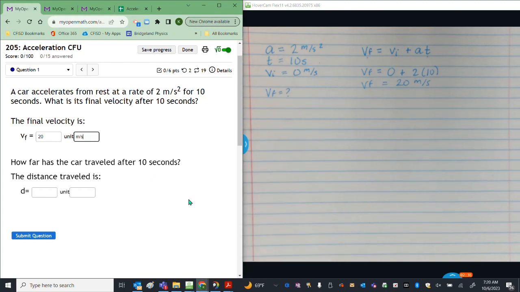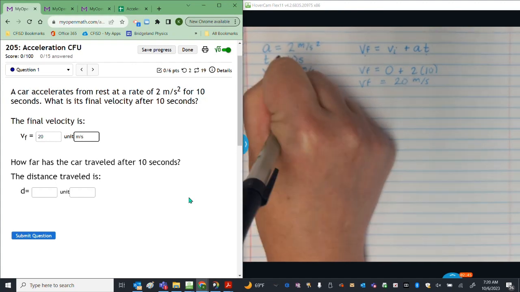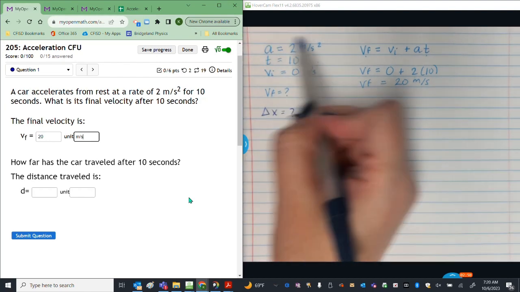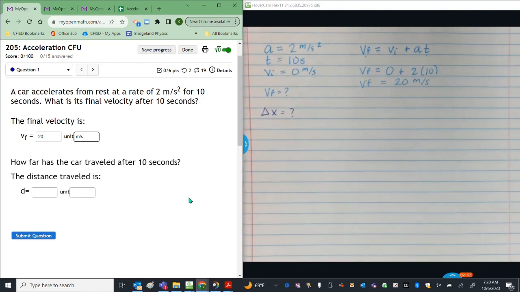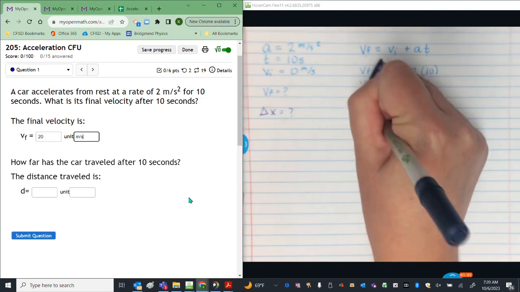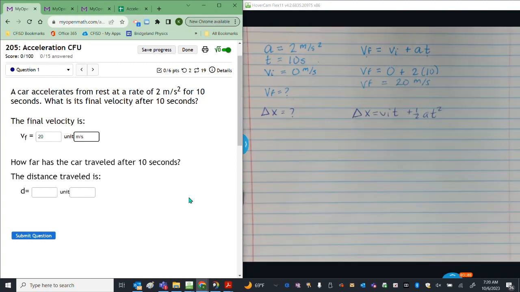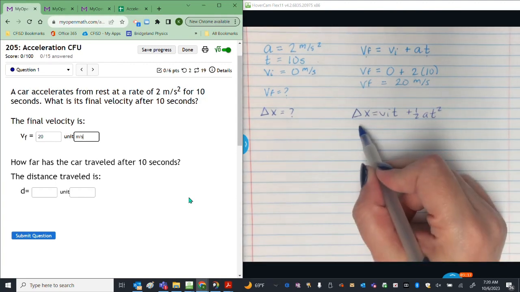The second question says, how far has the car traveled in 10 seconds? So we're going to solve for the displacement, delta x. And if I want to solve for my displacement, now I have all of these other variables because I just found this one. So I have 3 different options that I can use in terms of my equations. I'm going to go ahead and use this one, but again, you don't have to use this equation. Delta x equals v_i t plus 1/2 a t squared is what I'm going to use, but you could also use that last one or even the second one, although that would be my last choice because it requires more math. Because you'd have to rearrange the equation.